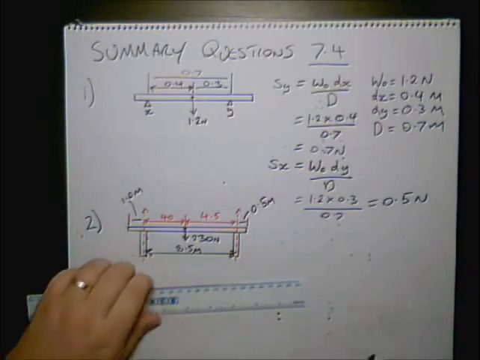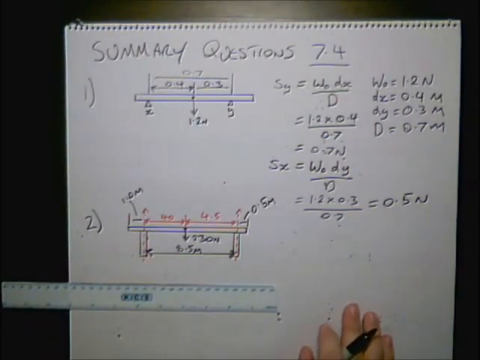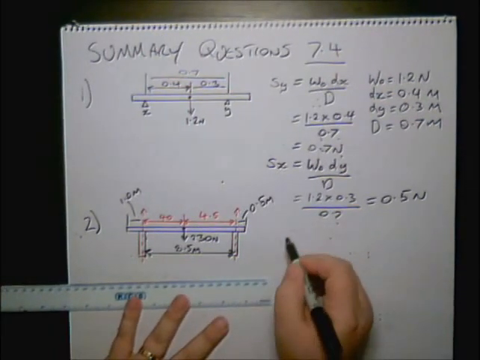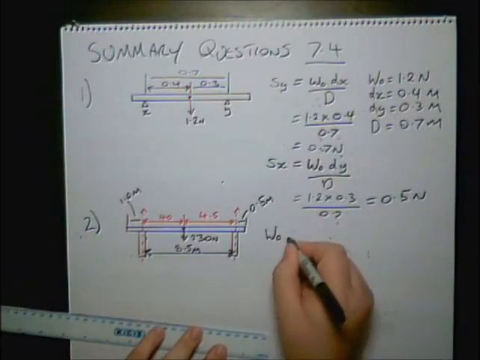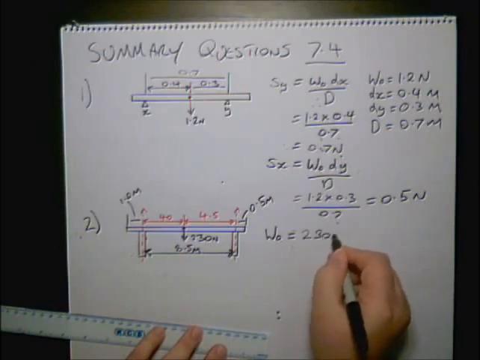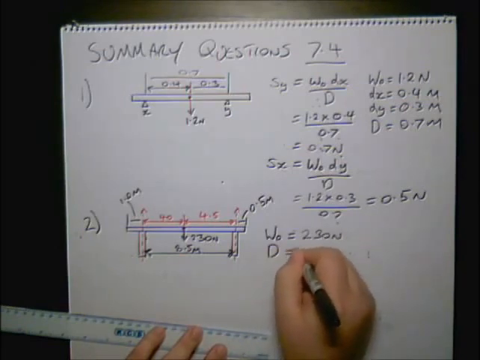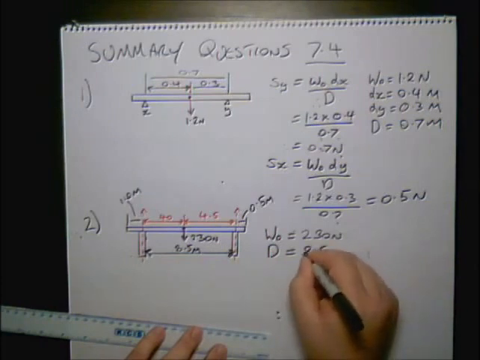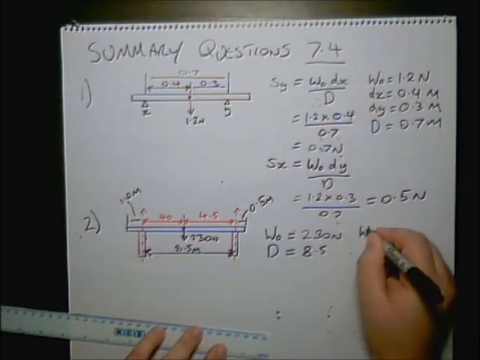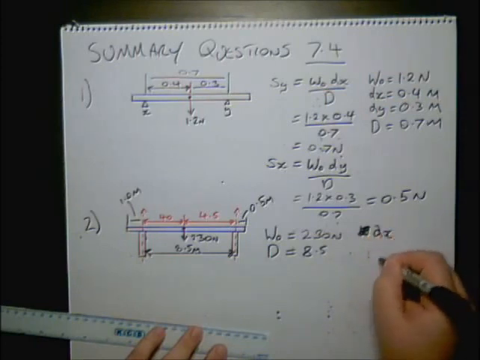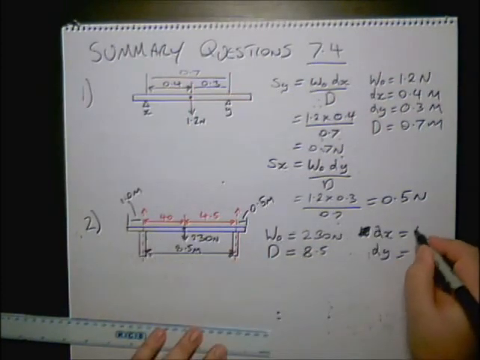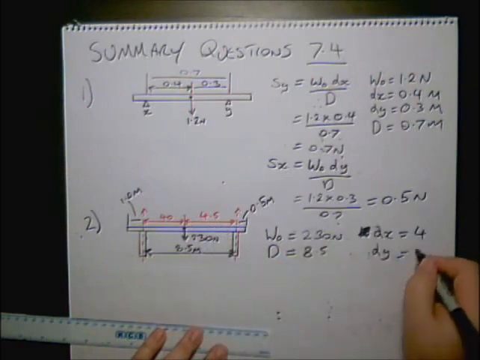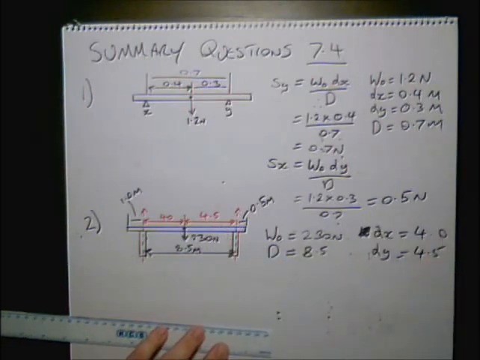So there's a diagram drawn out. It doesn't ask for a diagram in this case, but let's get used to drawing them. And then we can write a shopping list. We've got a weight of 230 newtons, distance between the 2 points of 8.5 metres, and then our internal distances, dx and dy. So dx is from the mass to x, which is 4, and dy is 4.5. Now we have all the bits we need to make our calculations.